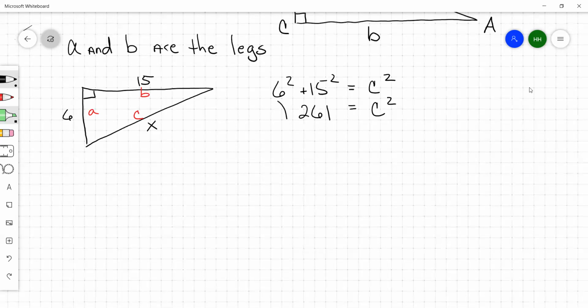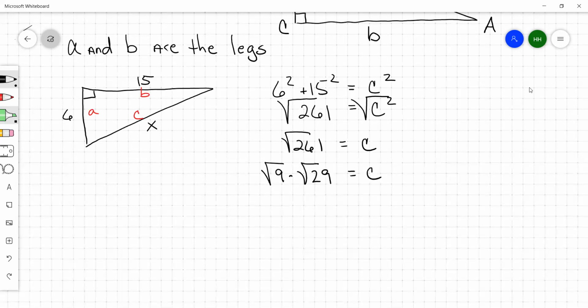So if you square root both of these right here, you get the square root of 261 equal to C. Well, the square root of 261 is equal to the square root of 9 times the square root of 29. The square root of 9 is equal to 3. So 3 radical 29 is equal to C. And then I would take this 3 radical 29 and just, I say finish it. So 3 times the square root of 29 equals, and you get 16.16.